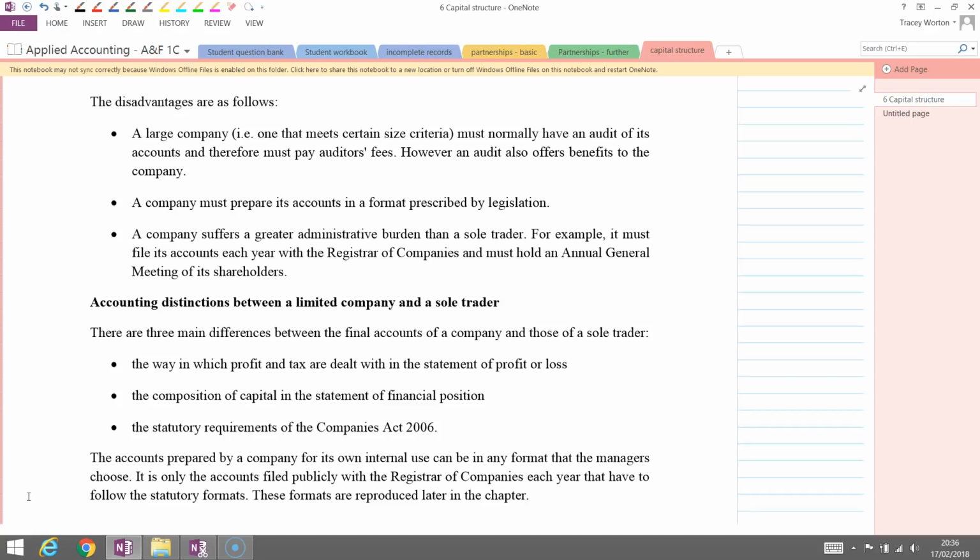So the accounting distinctions between a limited company and a sole trader: three main differences: the way in which the profit and the tax are dealt with in the statement of profit or loss, the composition of the capital in the statement of financial position, and the statutory requirements of the Companies Act 2006. The accounts prepared by a company for its own internal use can be in any format that the managers choose. It's only the accounts that are filed publicly with the Registrar of Companies each year that have to follow the statutory formats, and the formats will be looked at in the next series.